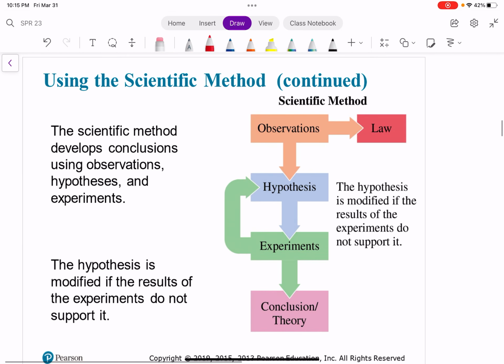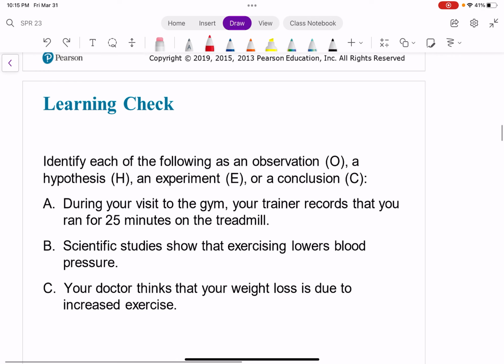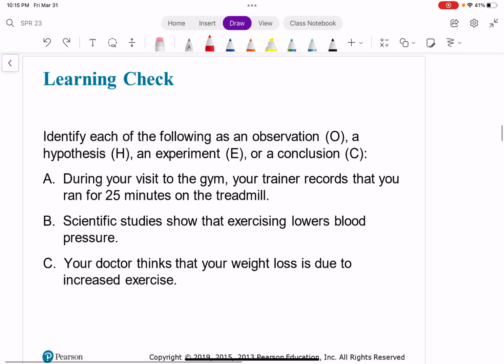So here's just another picture of that scientific method. I would urge you to go through this on your own and make sure that you really understand it. And you'll see here that the law portion is next to the observations, and that's because it's like a side category of observations. Okay, so I want you to do this learning check on your own. I'm not going to read through it, but we will go over the answers together.